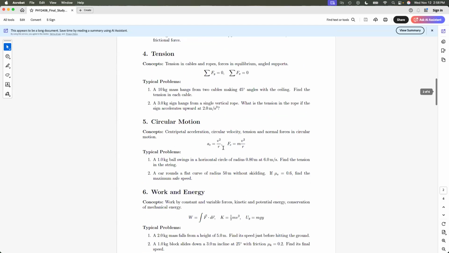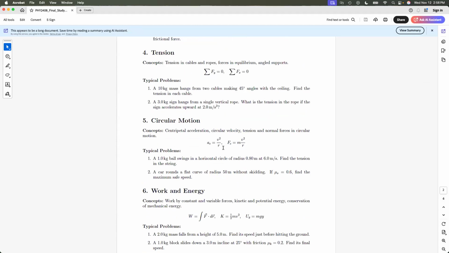I like the circular motion problems where a car is going around a curve and we either want to find what's the fastest speed it can go or what is the minimum coefficient of friction necessary to keep it without skidding. There are two different versions of this problem here.